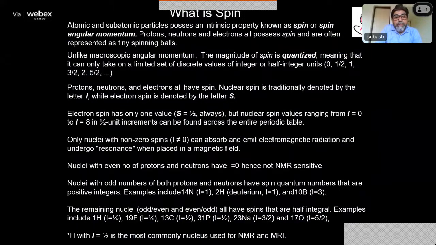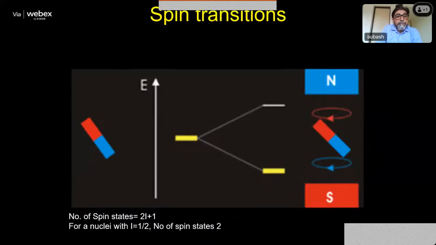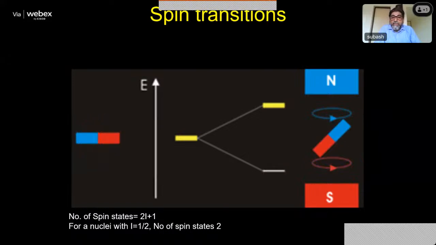So I think you must be aware about the spin. Only elements which have an odd number of protons or neutrons or both are NMR sensitive. If the numbers of protons and neutrons are even, then the spin is 0, so they don't participate in the NMR experiment. Any nucleus which has a spin of half will have two spin states, which is given by the formula 2I plus 1. If I is half, then there will be two spin states.